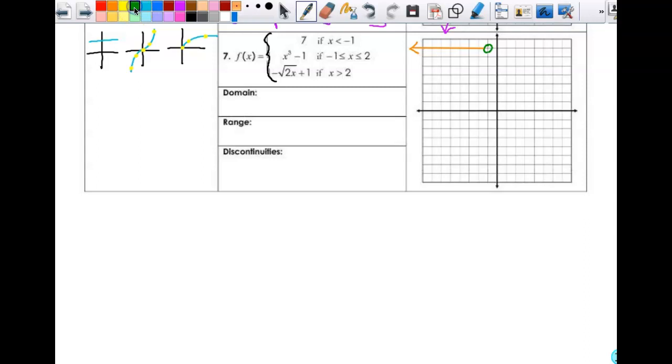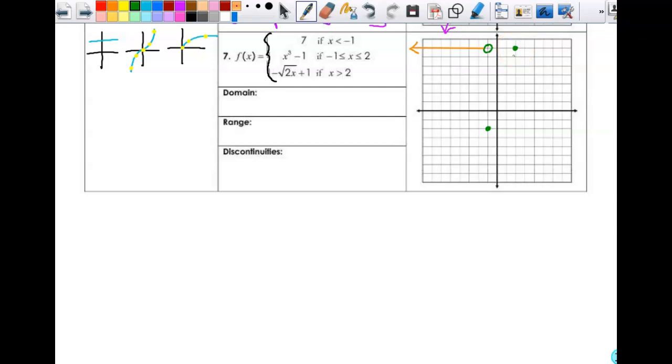Okay, looks like most of you are on the right track, so I'm going to start talking you through it. So if I substitute in this negative 1, cubed is negative 1 minus 1 is negative 2. So I'm going to go to negative 1, negative 2, that is a closed circle. I'm going to substitute in 2. 2 cubed is 8 minus 1 is 7. So I'm going to go to 2, 7. And those are both closed circles.